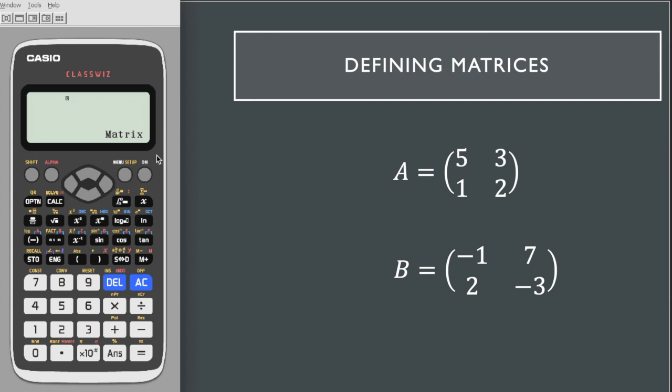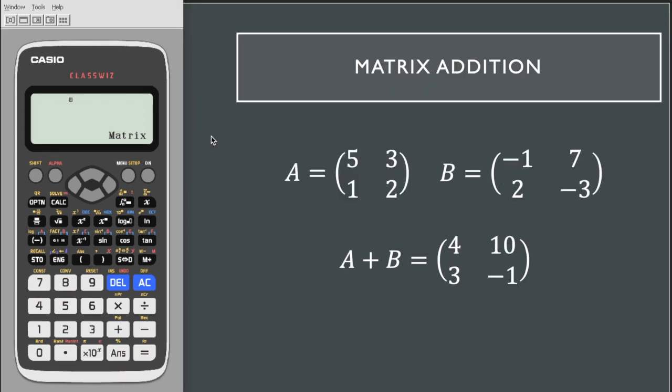Now both matrices A and B have been defined, and they are now stored in our calculator. The next feature we're going to look at is matrix addition. Here we've got the same 2 matrices A and B, and we're going to add these matrices together. Working this out by hand, you just add each of the elements. So 5 plus -1 is 4, 3 plus 7 is 10, 1 plus 2 is 3, and 2 plus -3 is -1.